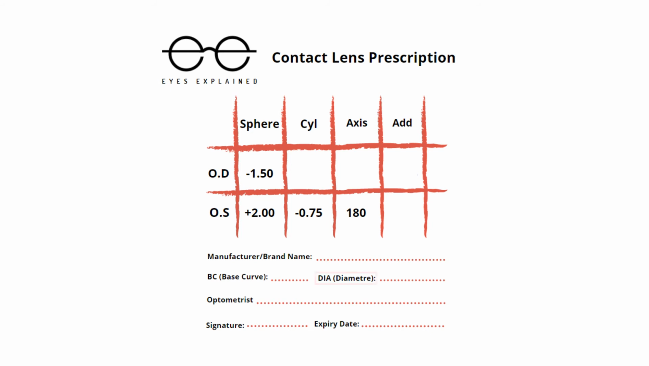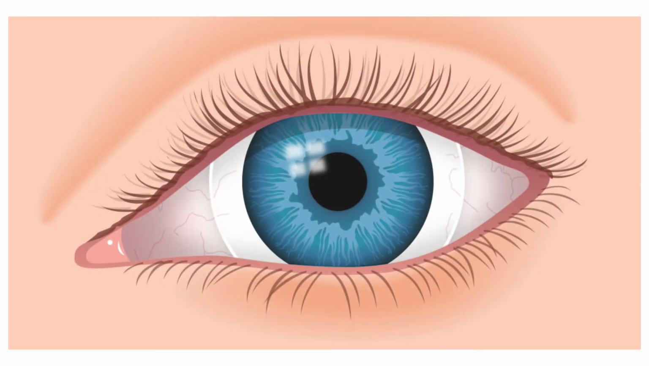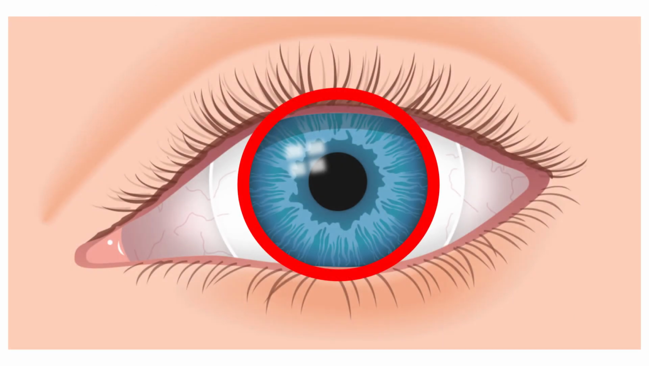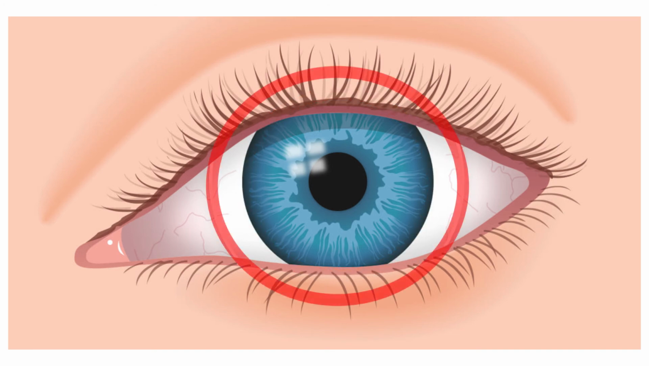So whether it's for your prescription contacts or non-prescription contact lenses, DIA stands for diameter, which tells us how wide the contact lens is in millimeters. We want the diameter of the contact lens to cover the cornea, the clear front surface of the eyes, and we also want it to extend past it by a few millimeters.